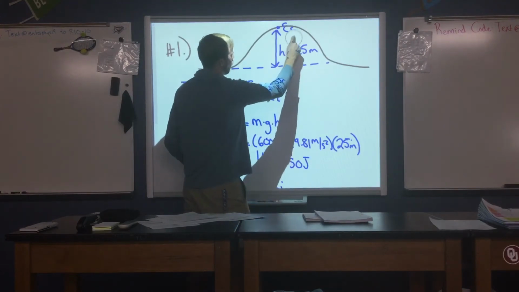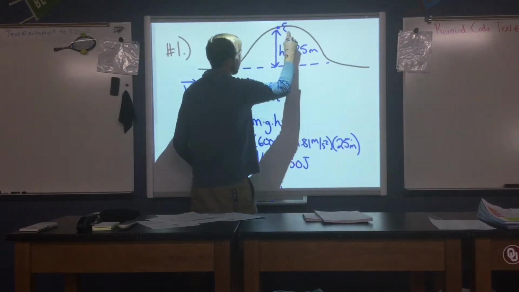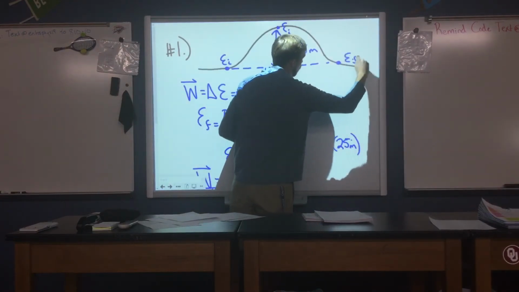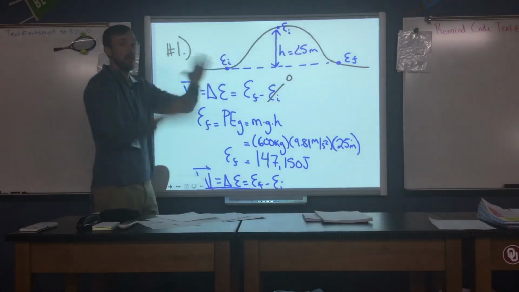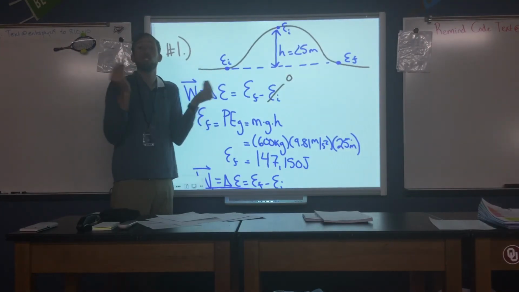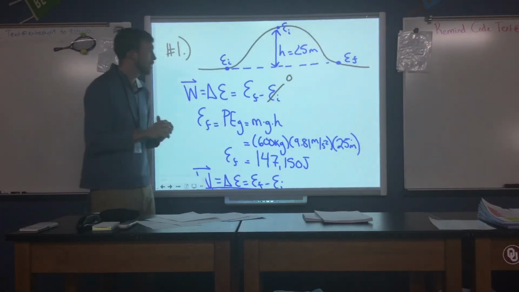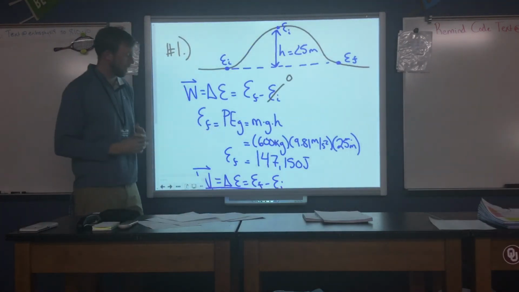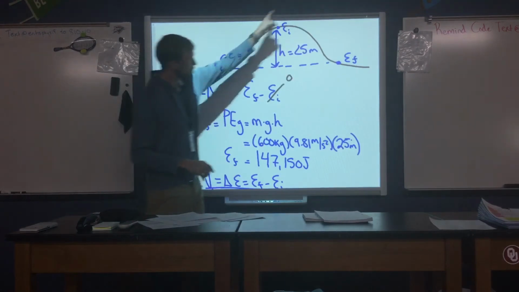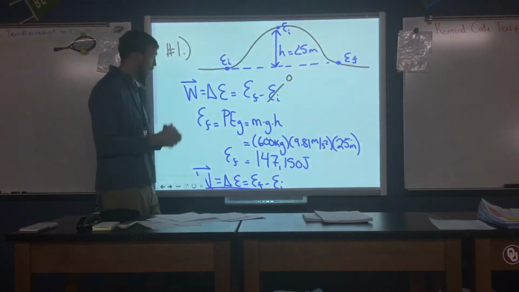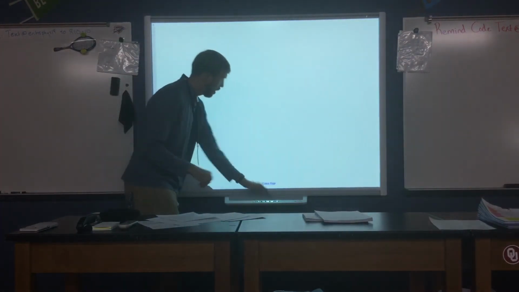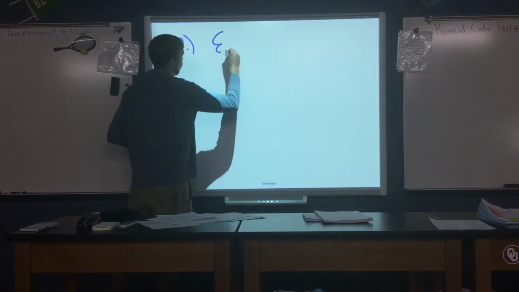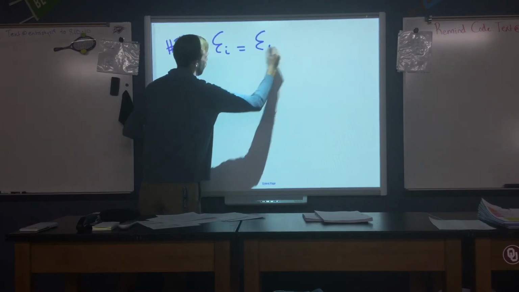So now this point here is going to become the initial point for this context, and this point over here at the bottom of the hill would be our final point. Again, remember, initial and final are just terms that we use to describe two different points in time. So initially we have 147,150 joules of energy, and we're going to set that equal to the energy we have final. So this is scenario number 2. We're going to set our energy initial equal to our energy final.